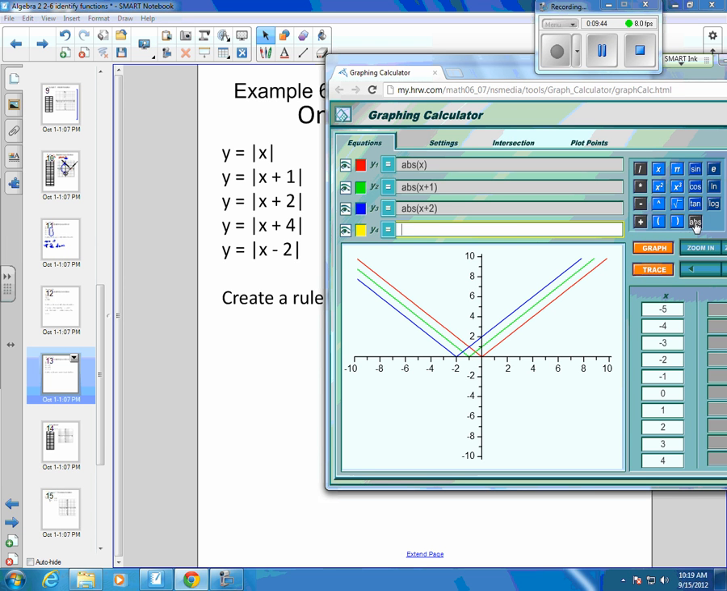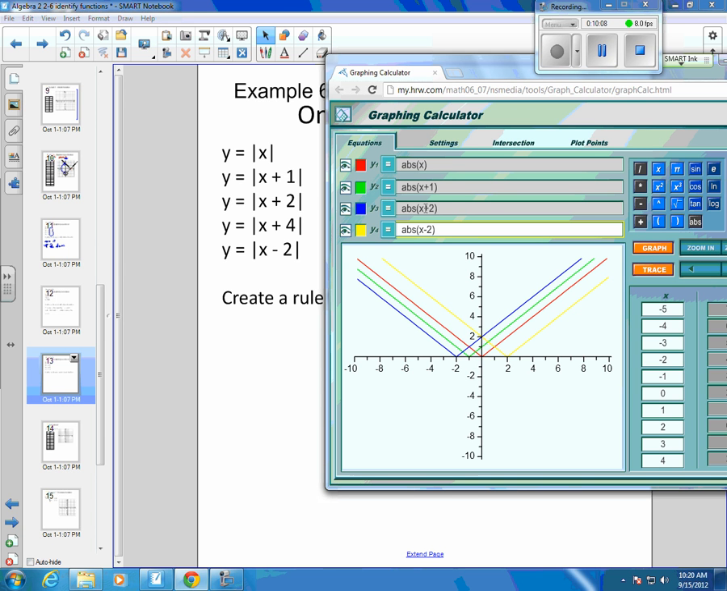Okay. So then if I added 4, we would guess that it would move us back 4. Okay. Well, what happens if I subtract 2? Okay, well, subtracting 2, move this forward 2.